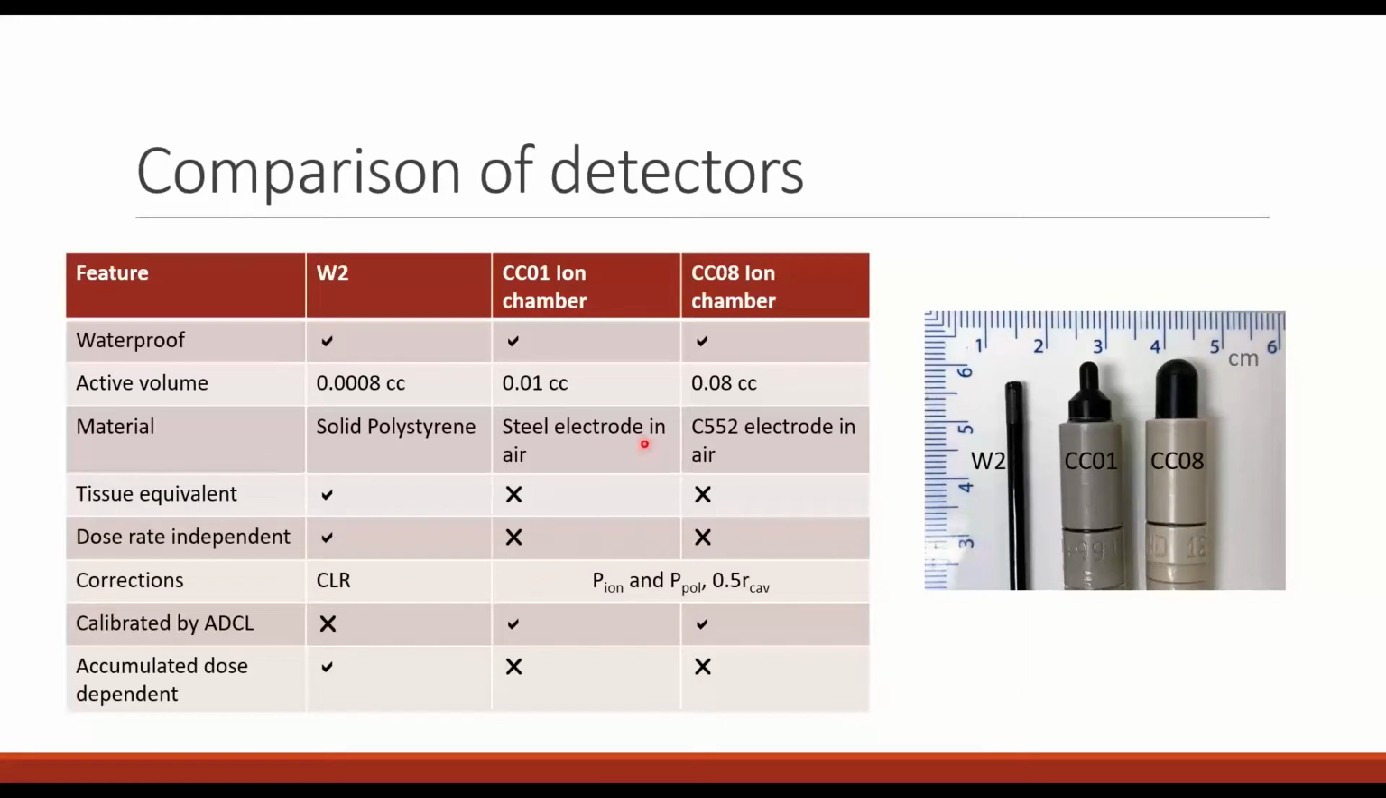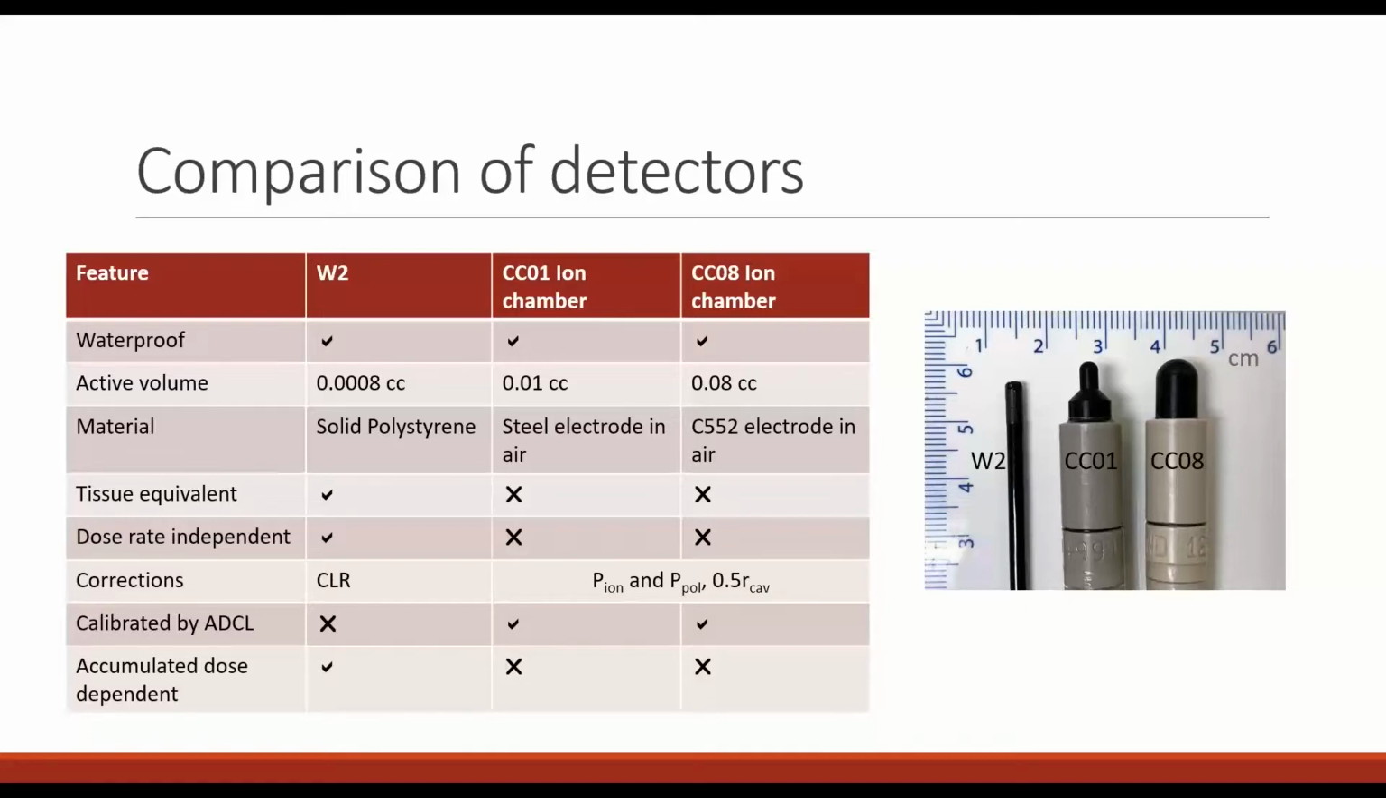To summarize, let's do a quick comparison of these detectors. Both are waterproof and can be used with your existing scanning and dosimetry equipment. The W2 has a much smaller active volume than even the CC01, and the W2 is solid polystyrene and tissue equivalent, whereas the ion chamber is filled with air, which must be accounted for to convert dose to tissue.